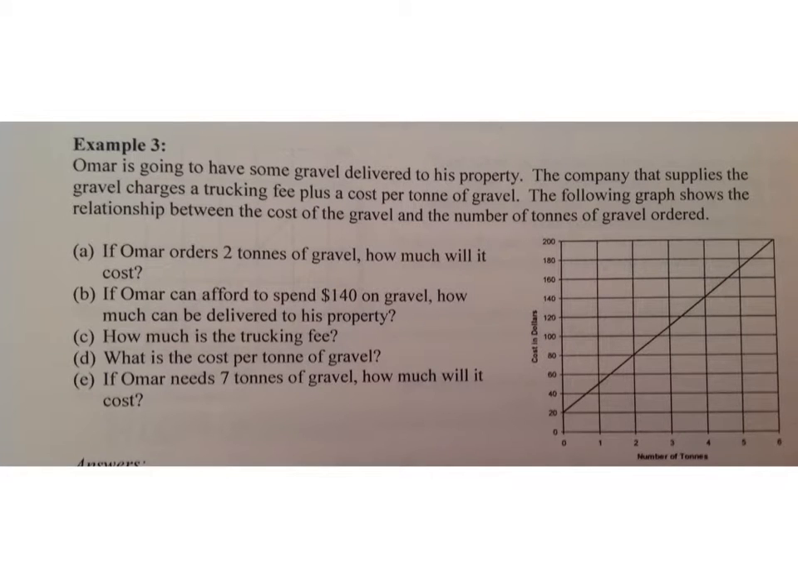In our third example, Omar is getting some gravel delivered to his property. The company that supplies the gravel charges a trucking fee plus a cost per ton of gravel. That makes sense. You have to pay the truck driver, and then you pay for every ton of gravel that you get. This graph shows the relationship between the cost of the gravel and the number of tons of gravel that you order. So using this information in this graph, I'm going to be able to figure out how much the gravel costs per ton, how much Omar can afford to buy, how much the trucking fee costs, and we're going to take a look at how all that information can be found.